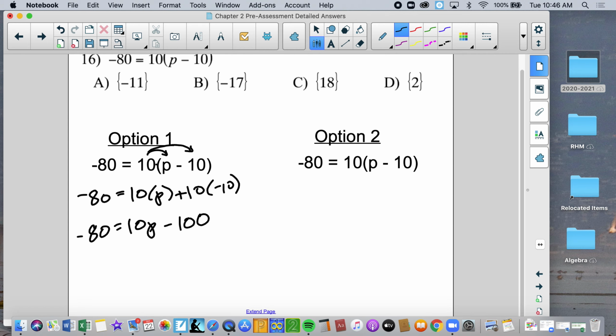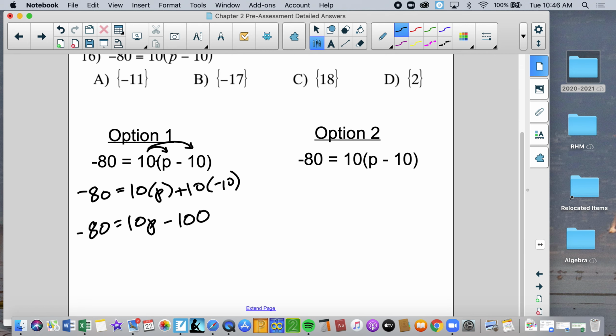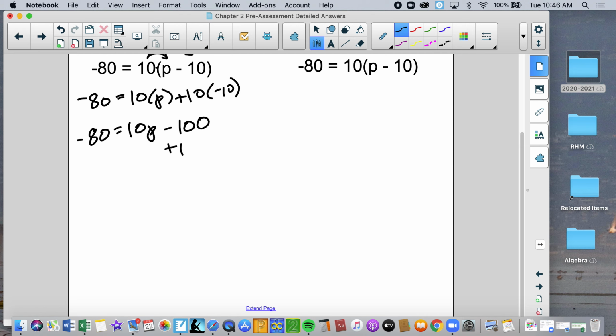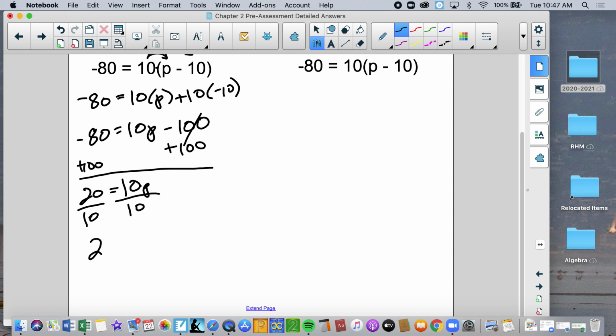And now this is turned into a two-step equation, getting rid of things being added and subtracted first. So we get rid of that negative 100 by adding 100, negative 80 and positive 100. I have more positives than negatives. I have 100 positives and I have 80 negatives. That leaves me with 20 positives. And 10p, 10 is multiplying, so I divide by 10 and I get 2 equals p.